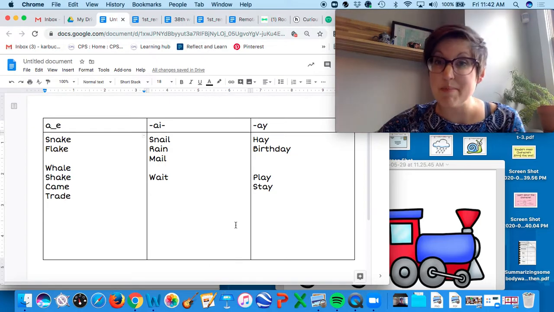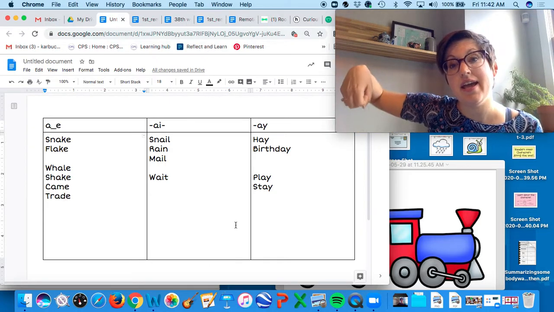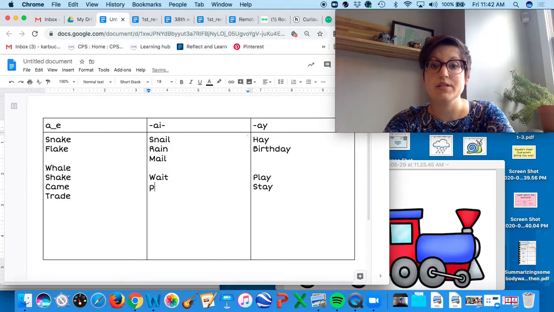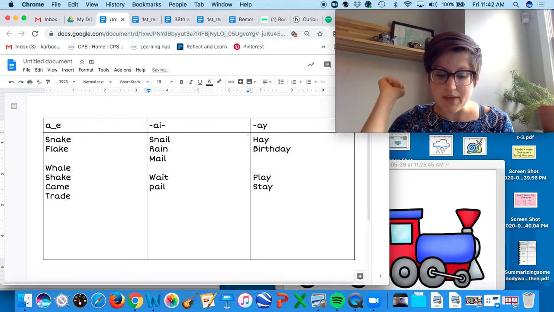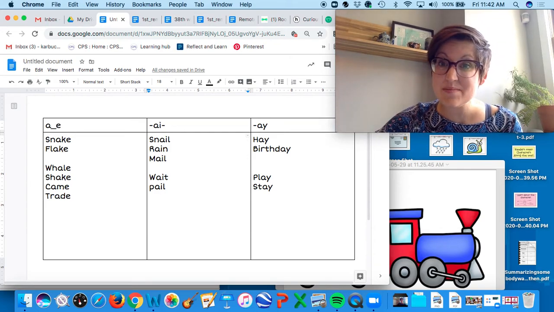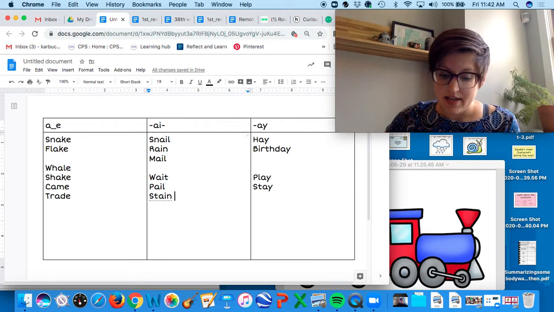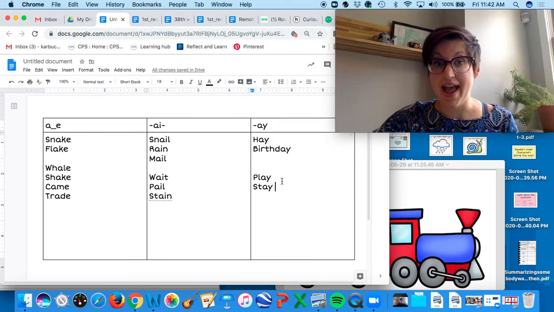Our next word is pail, as in a bucket is another name for a pail. And so that one is an AI word. And then we have stain, which is an AI word, stain. And then we have tray.